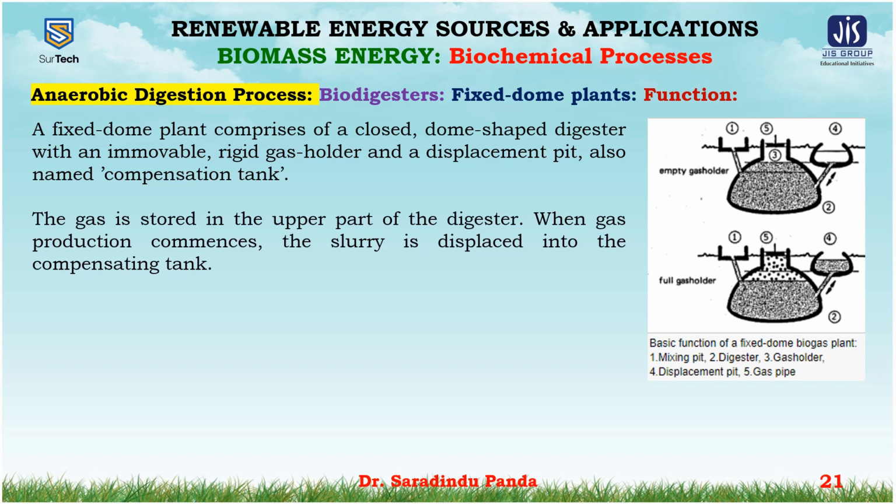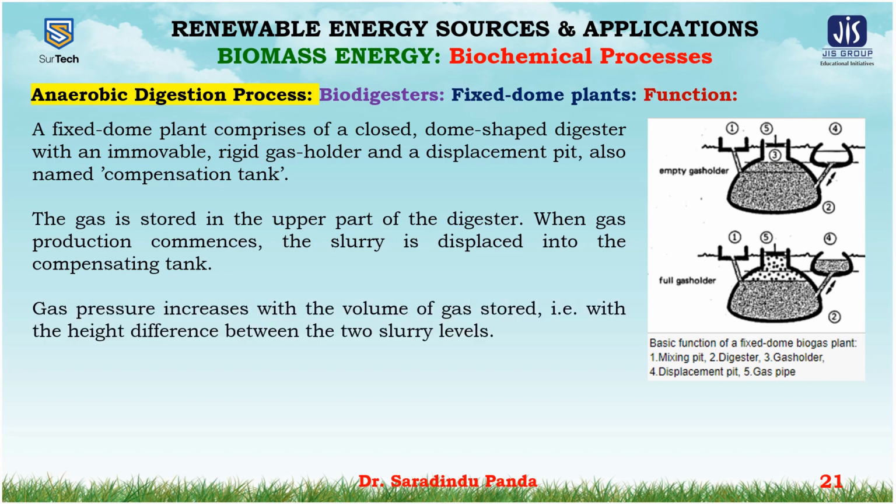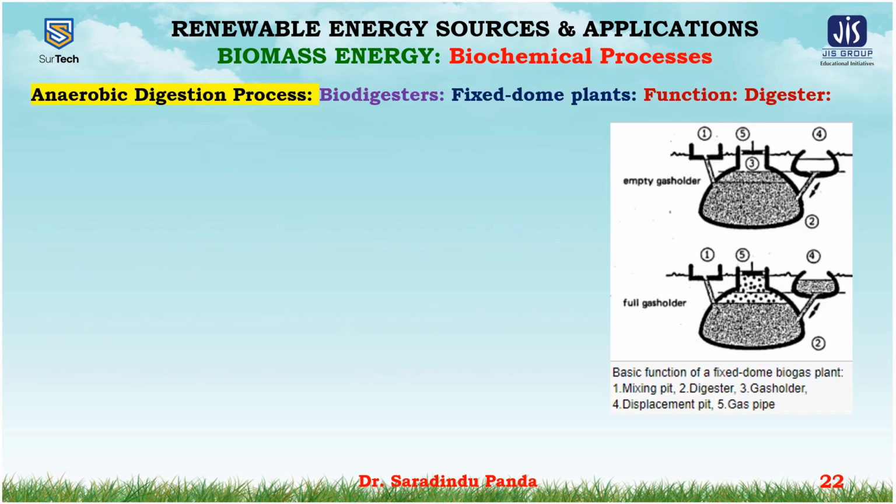The gas is stored in the upper part of the digester. When the gas production commences, the slurry is displaced into the compensating tank. Gas pressure increases with the volume of gas stored, such that it depends on the height difference between the two slurry levels. If there is little gas in the gas holder, the gas pressure is low.